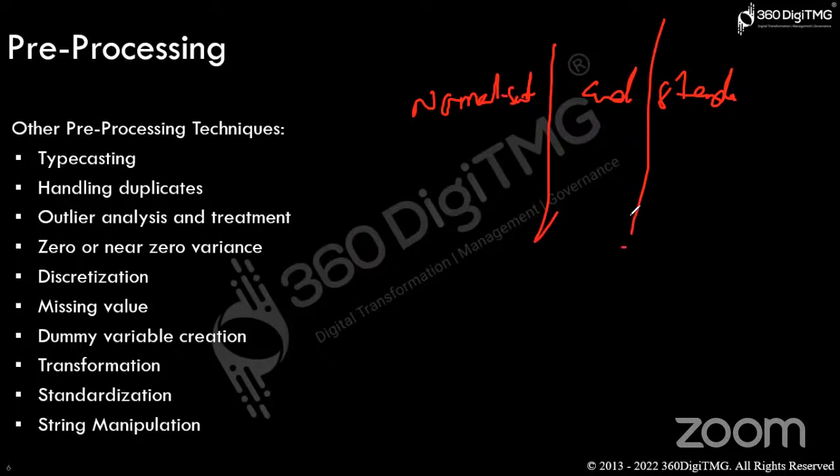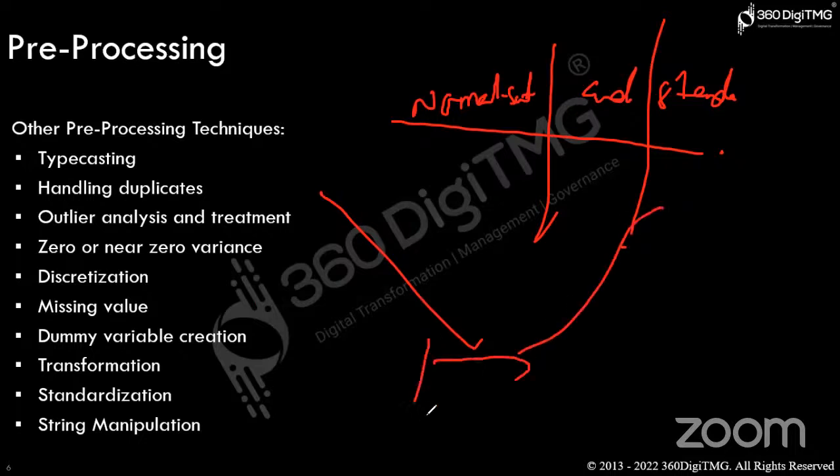What is the reason, the main agenda, of doing normalization and standardization? We have different scales in the features, and we are bringing all of them into a single scale. All the inputs we have, we are bringing into a single scale. That is called normalization or standardization.